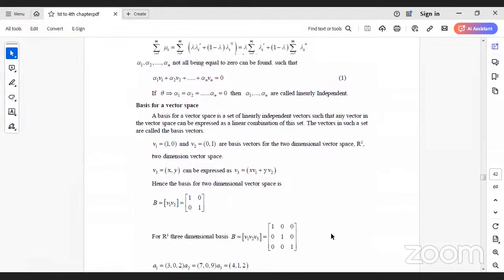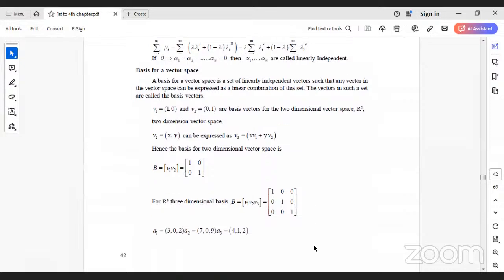Basis of a vector space: a basis for a vector space is a set of linearly independent vectors such that any vector in the vector space can be expressed as a linear combination of the set. The vectors in such a set are called basis vectors. V1 equal to (1, 0) and V2 equal to (0, 1) are basis vectors of the two-dimensional vector space R square. V3 equal to (x, y) can be expressed as x v1 plus y v2, a combination of v1 and v2. Hence they form a basis of the two-dimensional vector space.